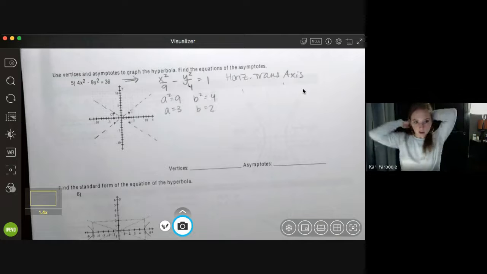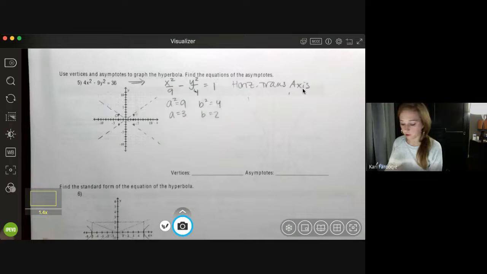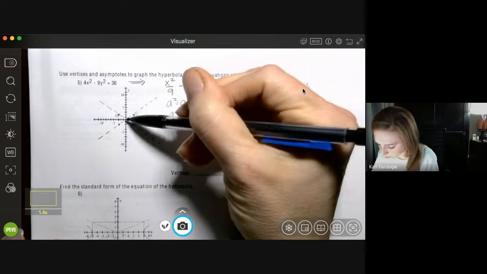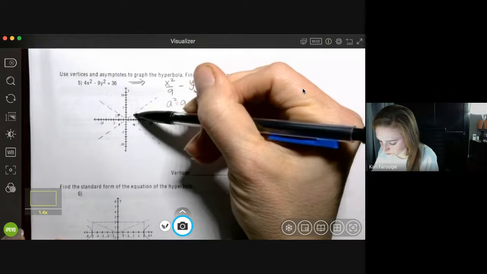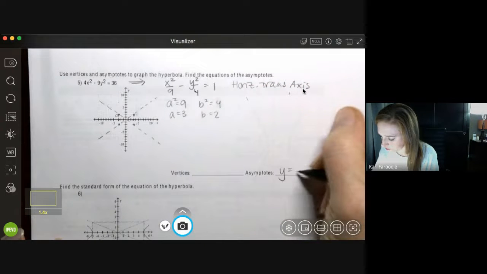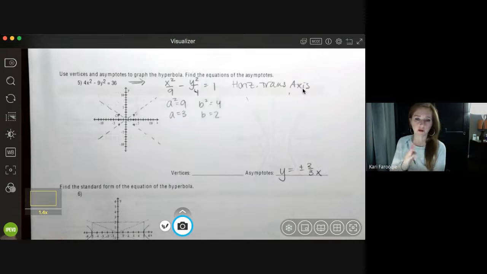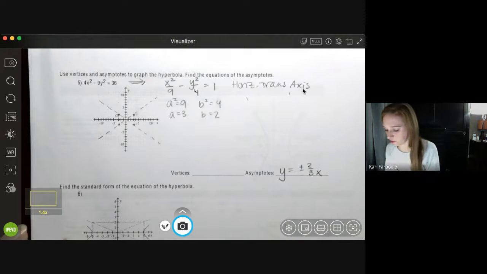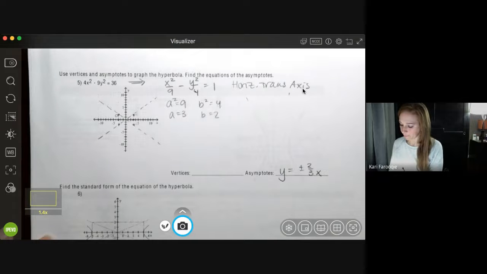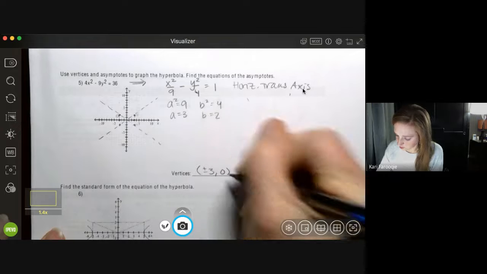And you've got some asymptotes. Since you're going to have to list the equations for the asymptotes, take a look at the rise over run. The rise is 2, the run is 3. So you have y equals 2/3 x or y equals negative 2/3 x. But remember, it's b over a if you have a horizontal transverse axis. You might get used to that and remember that, and that's fine. Your vertices are at ±3 and 0.